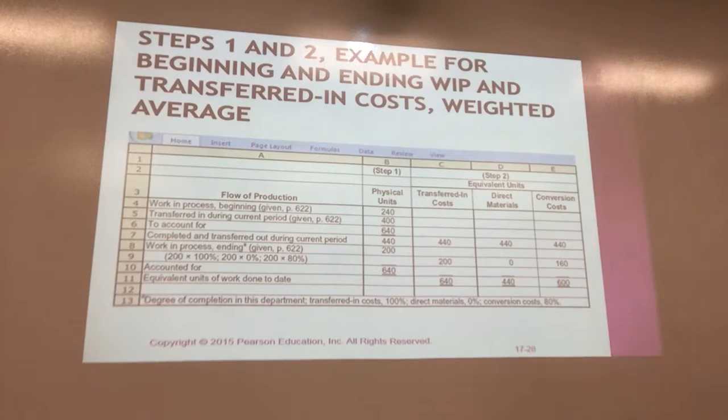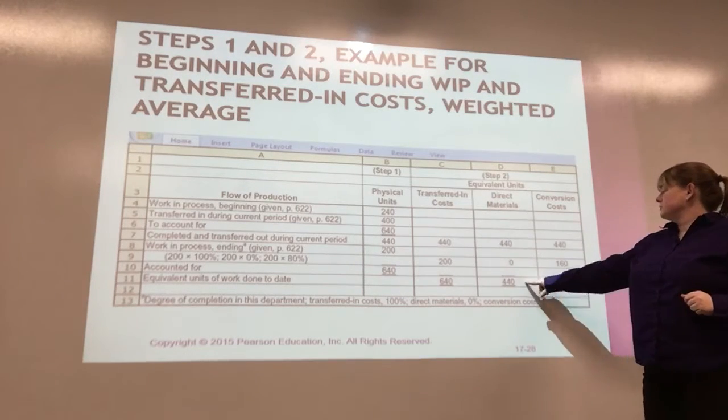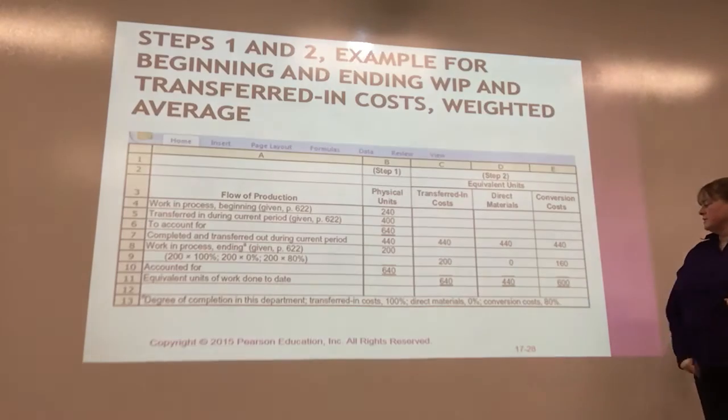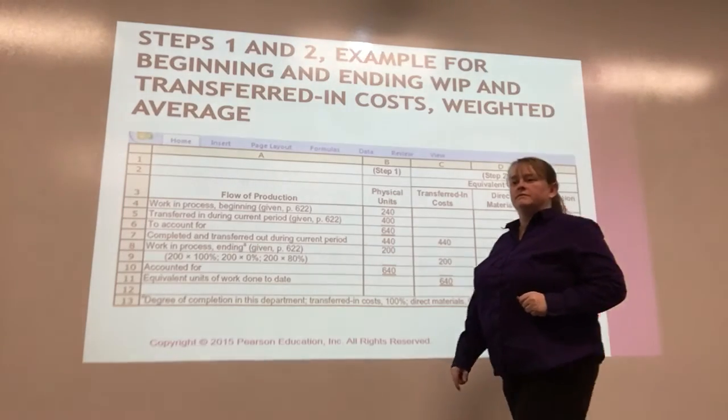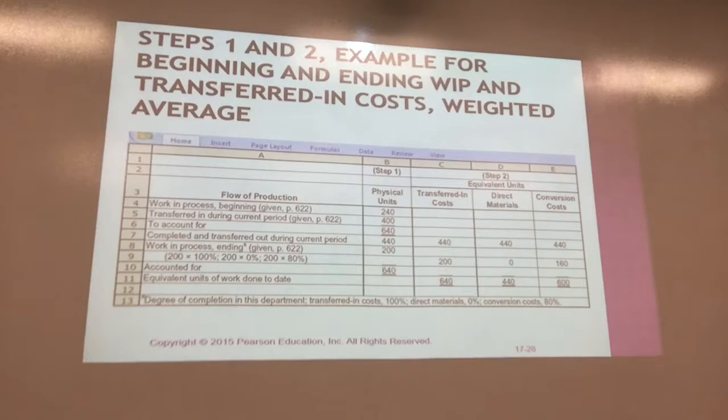All right, so for equivalent units for transferred in costs, we got 640. For direct materials, we have 440. And conversion costs, we have 600. Okay? Any questions on that so far? Same process as before.